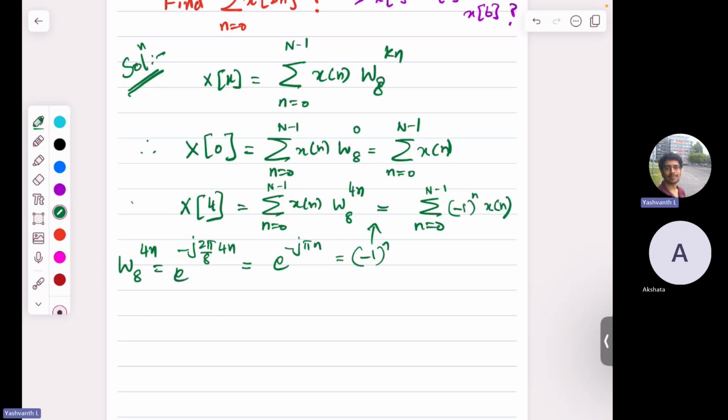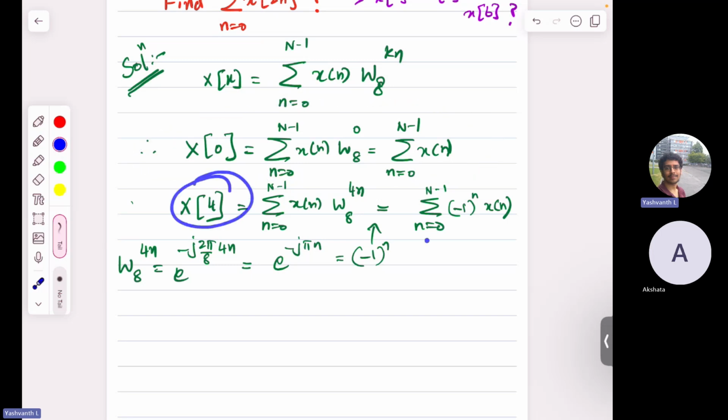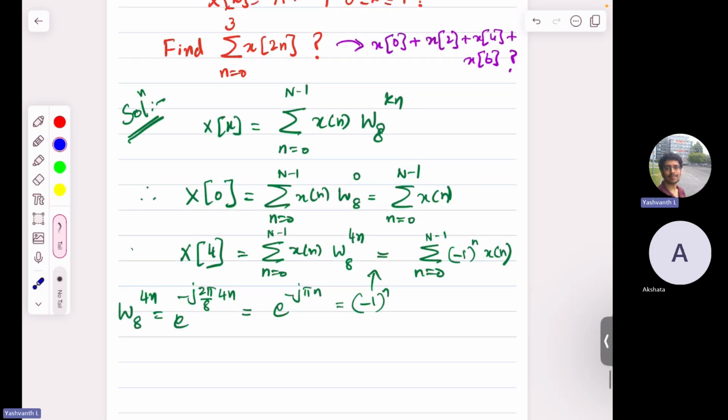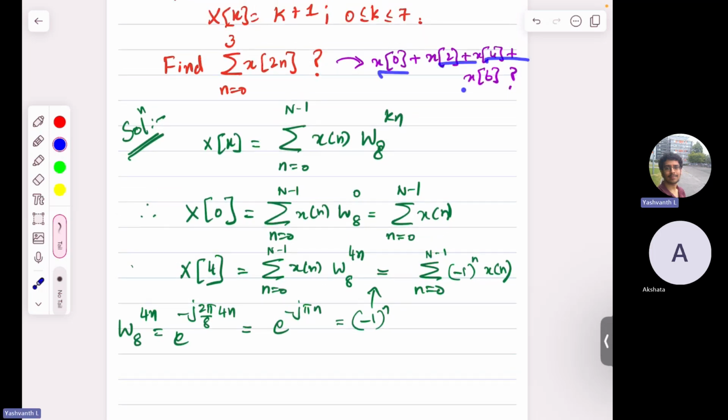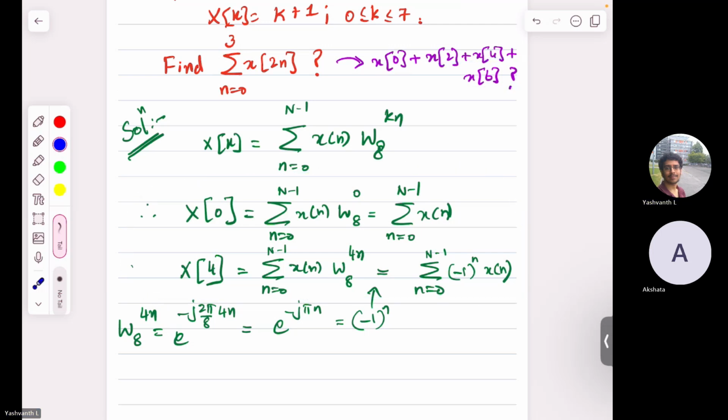Okay. Now, can you make out something? What should I do? So I have x of 0 is equal to sum of x of n. X of 4 is equal to sum of minus 1 power n times x of n. And I want to find the sum of x of 0, x of 2, x of 4, x of 6. Can you tell me what to do with these two equations?